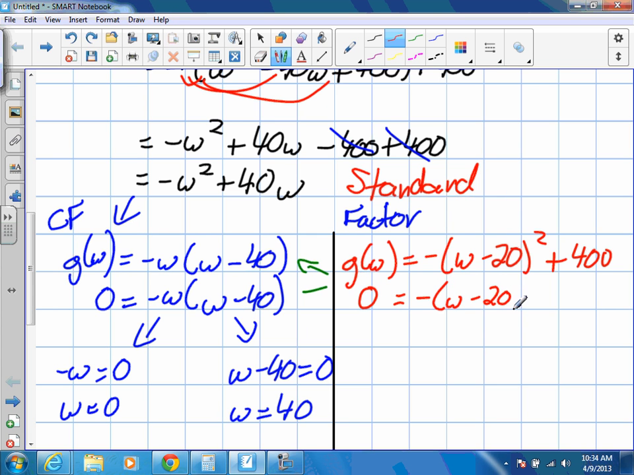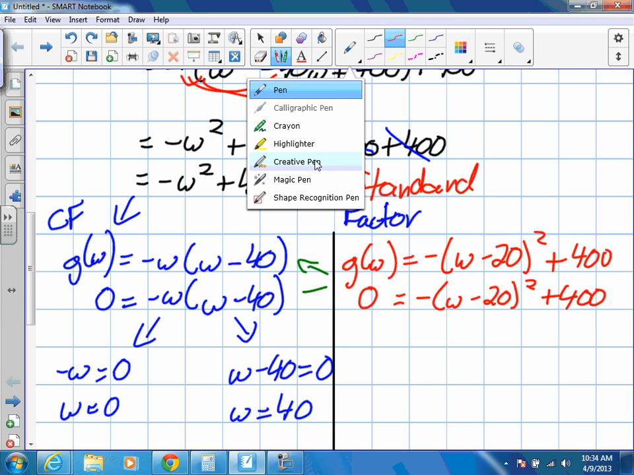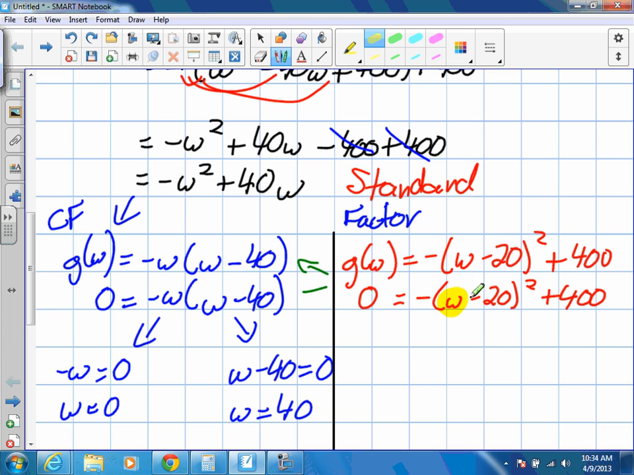The goal is to isolate our variable. Luckily, in vertex form, we only have one variable, so we don't have to do any factoring. We just have to isolate that variable. So we start moving things to the other side. When I move 400 to the other side, what will it become? Negative 400. So 0 minus 400 is equal to negative (w - 20) squared. Now, what would be the next step here? I don't want to expand, actually. If I expand, I'm going to get a w squared and a w, and I'll have to end up factoring.